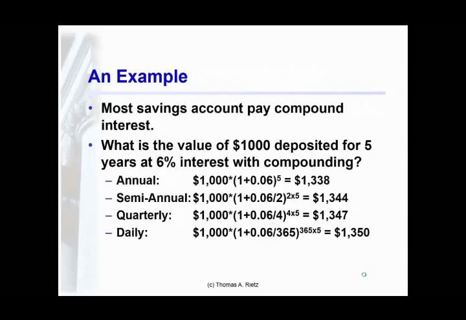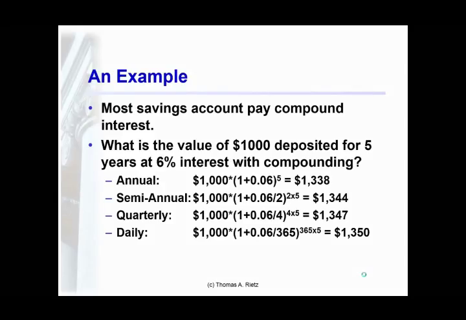For example, if you had $1,000 in a savings account at 6% interest, for 5 years, and you earn interest on it for 5 years, compounded annually, you would collect interest 5 times at 6%. That would grow to $1,338. If instead you collected interest semi-annually, you would collect 3% every 6 months, but you would collect that interest for 2 times 5 or 10 periods. That would grow to $1,344. Why? Well, you start earning interest on your interest sooner.